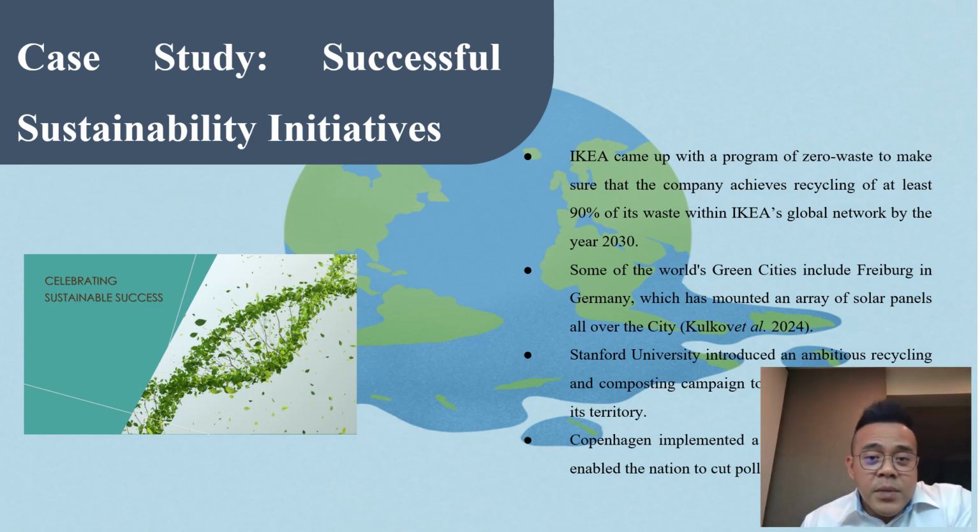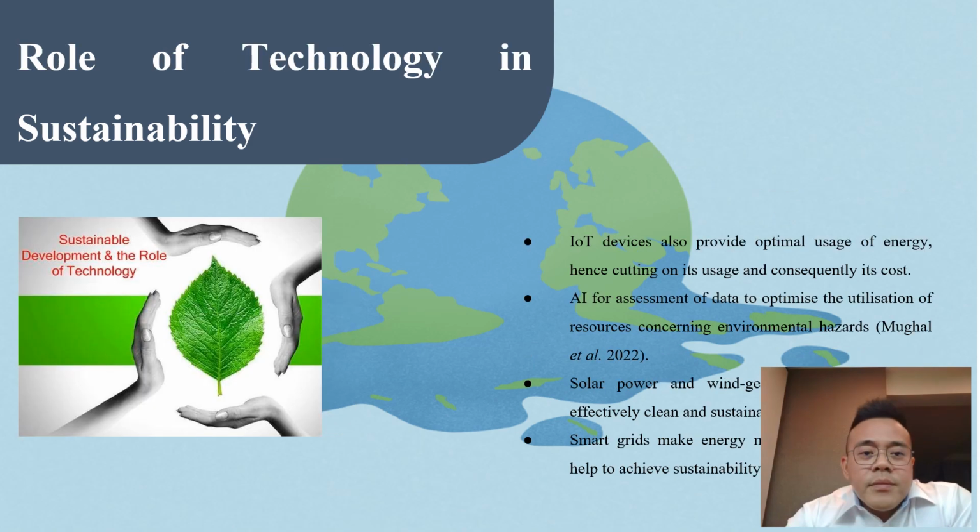IKEA has developed a zero waste plan, which means that by 2030, the world's waste must be recycled at a rate of 90%. Freiburg, a city in Germany, is the best example of a green city, thanks to the numerous solar panels installed there. Since Stanford University launched its recycling and composting program, the amount of waste generated on this campus has greatly decreased. Likewise, the bicycle sharing program of Copenhagen has helped in reducing carbon emissions as well as traffic problems.